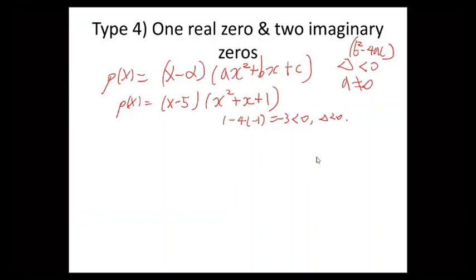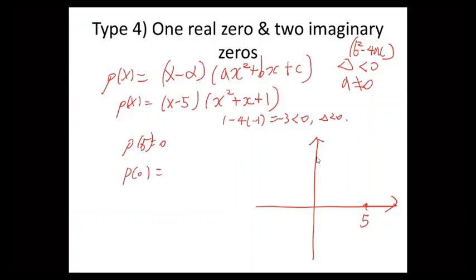Okay, in this case, p of 5 is 0. So it might have a real number 0, 5 here, so it will go through it. What happens if you plug 0 here? -5 times 0 squared plus 0 plus 1. So -5. When you have 0, you are going to hit -5. Okay, so it's basically the increasing pattern.